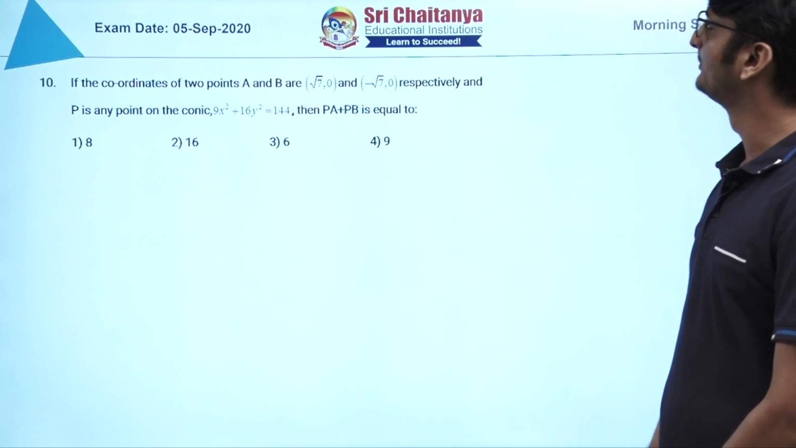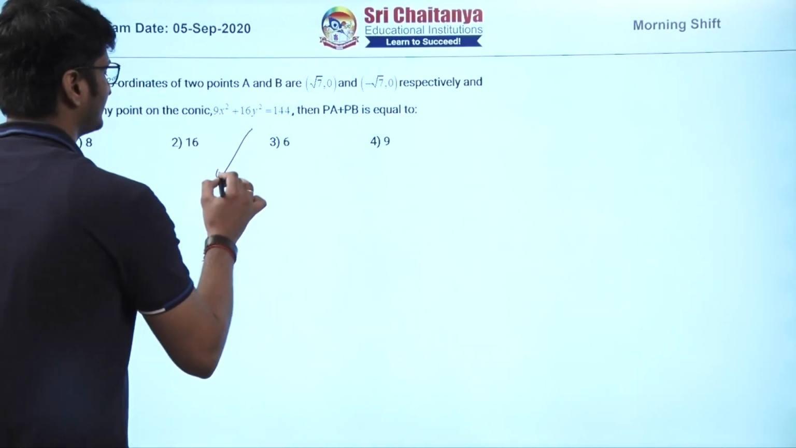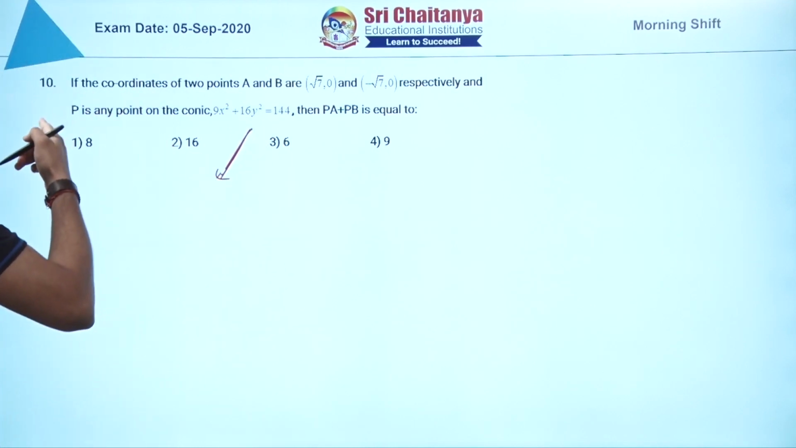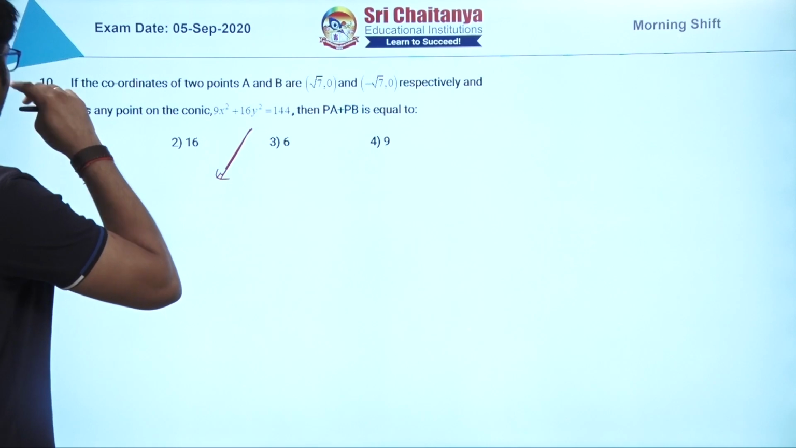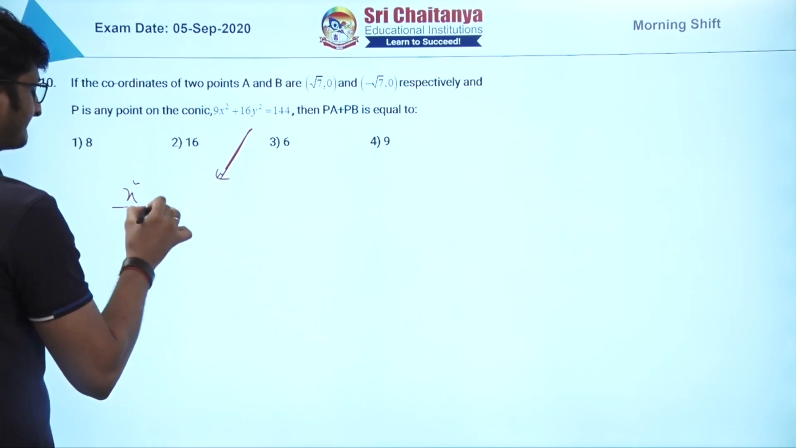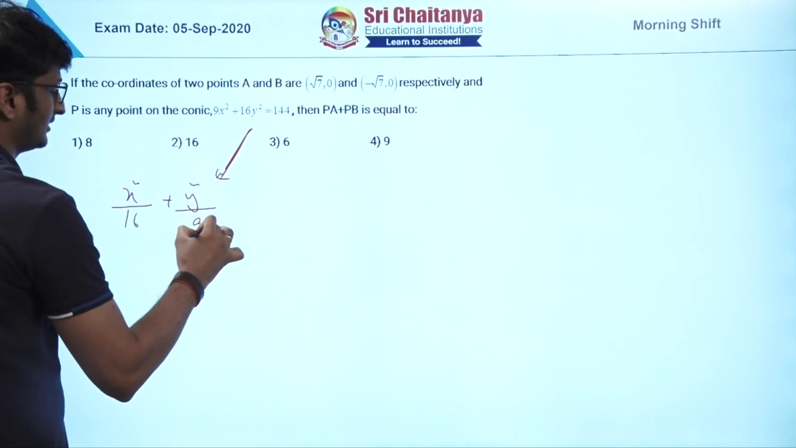If the coordinates of 2 points A and B are this and this. Okay, this is again a question of ellipse. See how many vertices are given on the conic section this time. 4 questions already we have got. No, 3 questions we have already got in the first 10 questions. It is again a horizontal ellipse plus y square by 9.